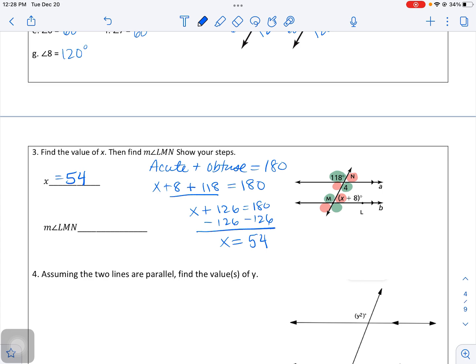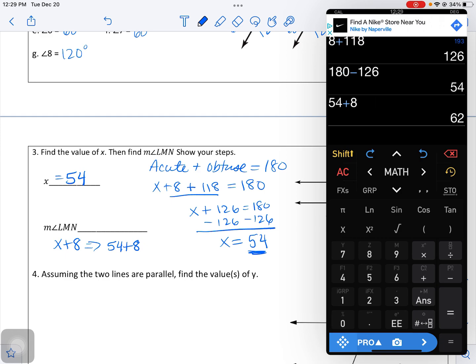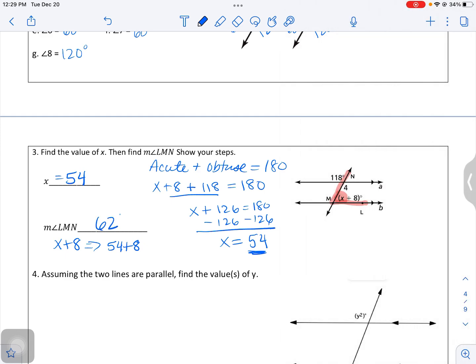Okay, so now I've got to find the measure of LMN. So let's go find LMN. I'm just going to erase my colors so we can see where LMN is. So L to M to N, that's this angle right here. So LMN is the x plus 8. X is 54, so you put in 54 plus 8. And if you need to pull out your calculator, 54 plus 8 is 62. So the measure of LMN is 62 degrees.